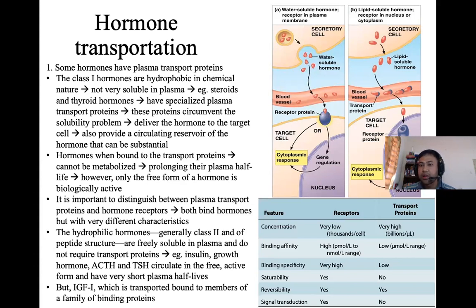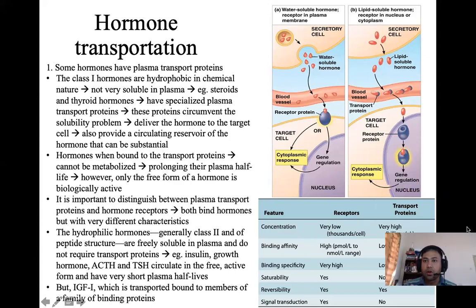However, here the transport protein comes into action. So the lipid soluble hormones can still be transported in the bloodstream. These proteins circumvent the solubility problem. In other words, they already solved the problem of being hard to dissolve. After that, they deliver the hormone to the target cells. There are various ways that these lipid soluble hormones can act on the target cells.